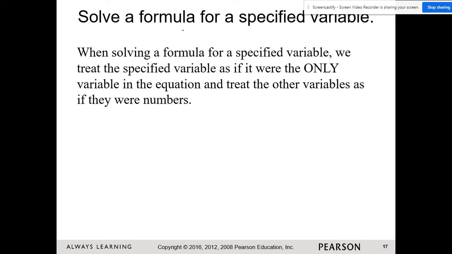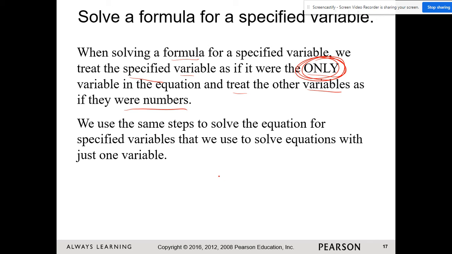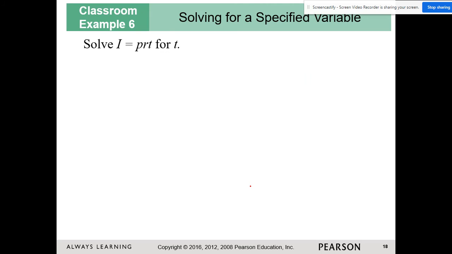Okay. When solving for a variable in a formula, we treat the specified variable as if it were the only variable in the equation, and we treat everything else as if they were numbers. All right, so let's see what that's going to look like. Same steps to solve the equation that we would use to solve equations that had numbers in it.